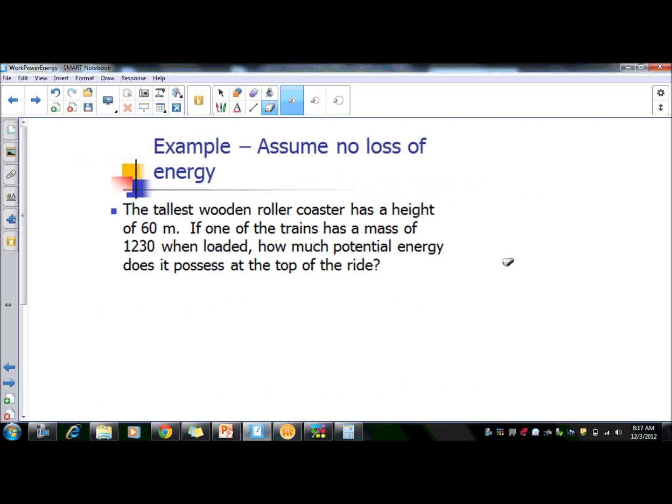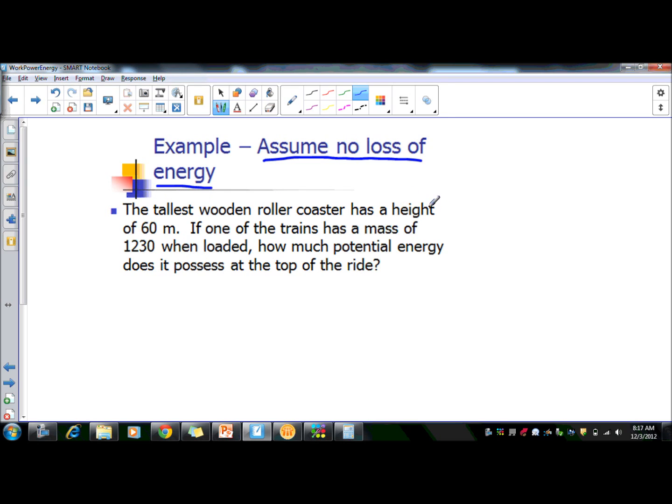So let's do an example, one of these roller coaster examples, using our equations for potential and kinetic energy and also looking at this conservation of energy. Now, the biggest thing about this introductory class is that we have to assume no loss of energy. So assume no loss of energy. We're assuming that this is a frictionless roller coaster with no air resistance as well.